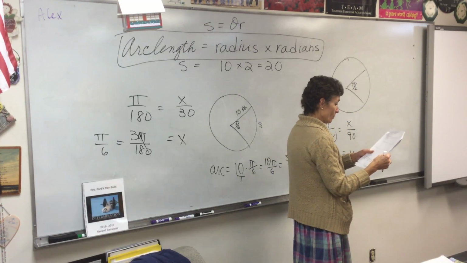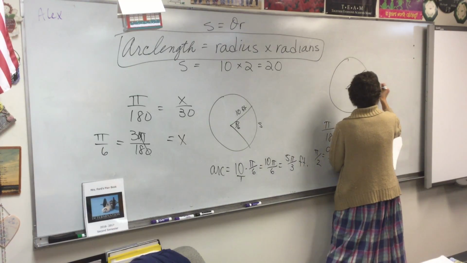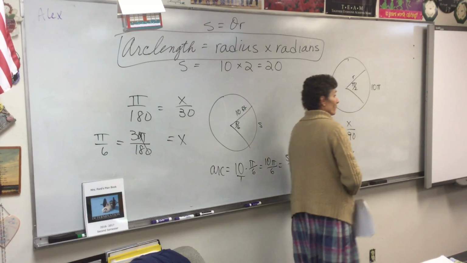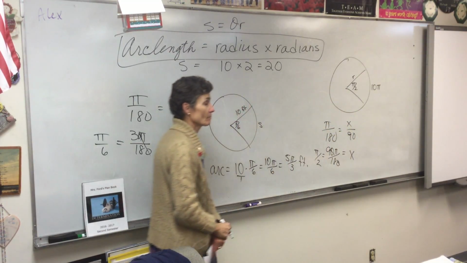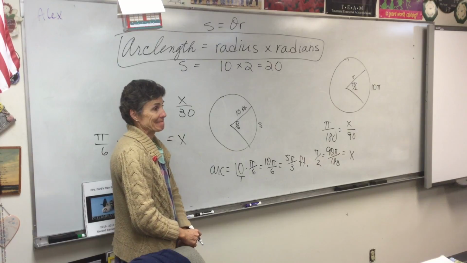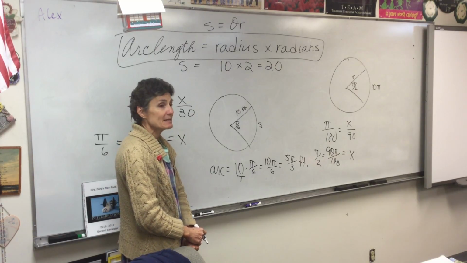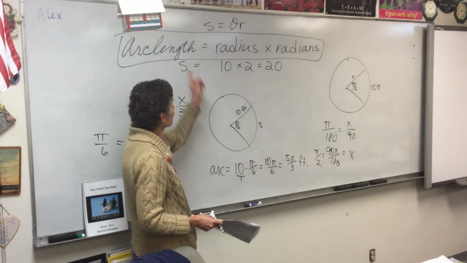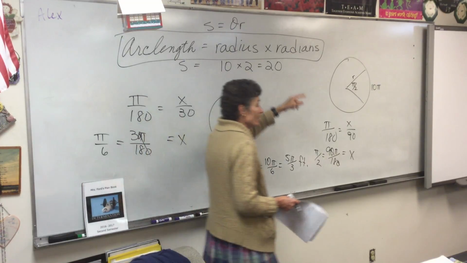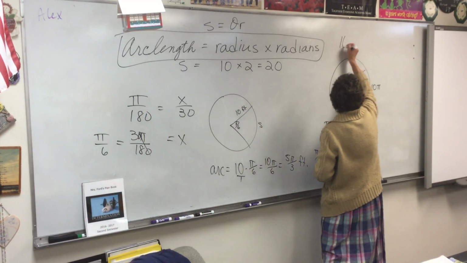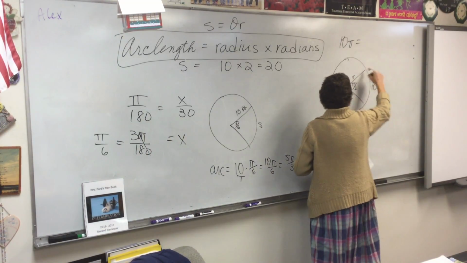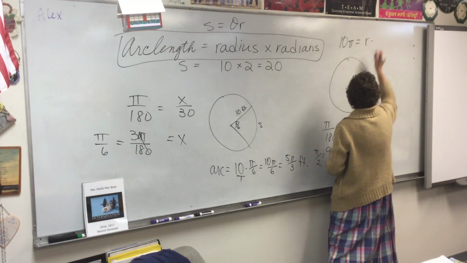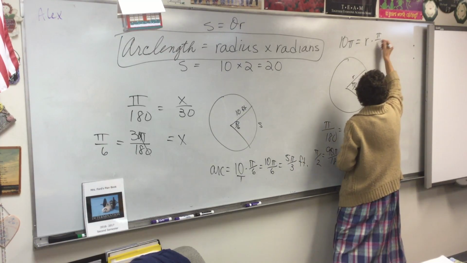What else do I know? My arc length is 10 pi, and I want to know my radius. You can't even be confused here, people. The formula is so easy. Arc length equals radius times radians.